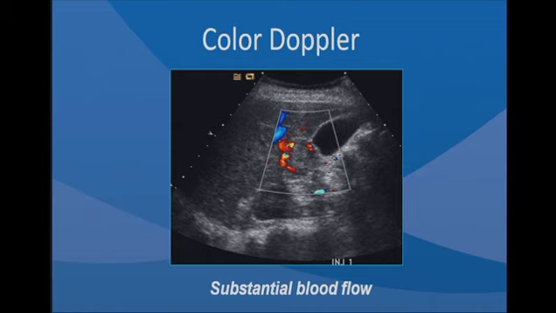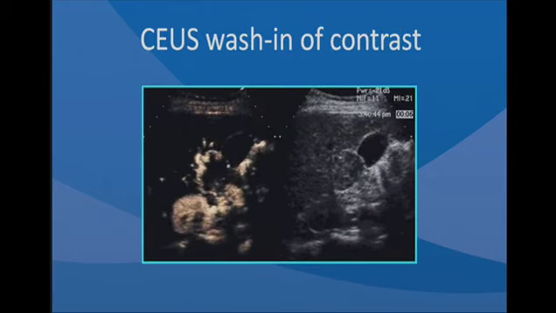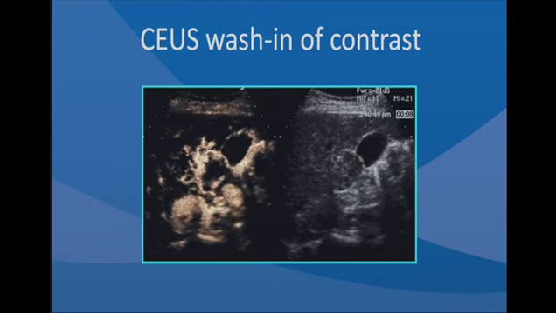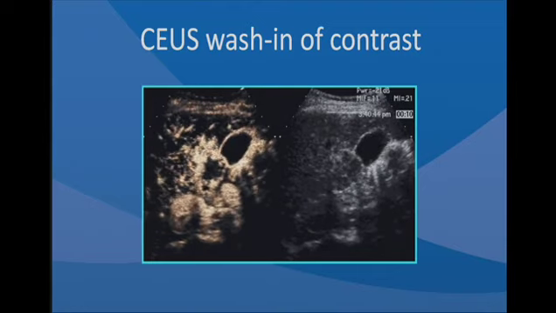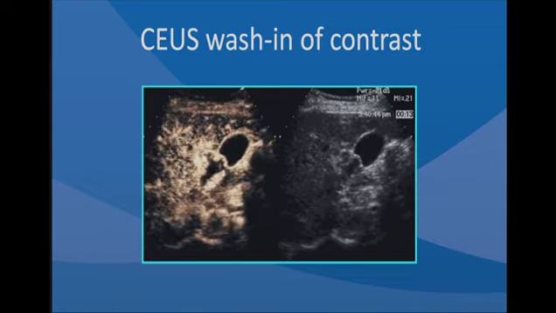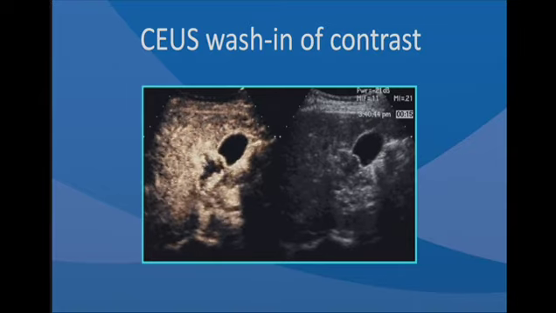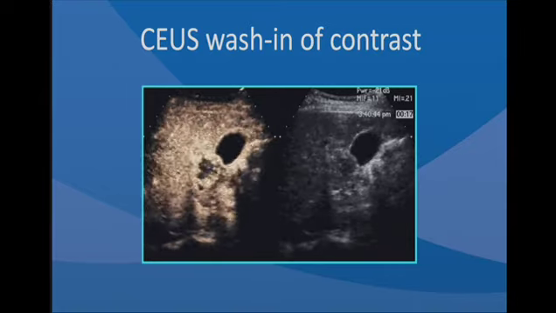When we add color Doppler, we can see substantial blood flow, which might make us suspicious, but again, it doesn't tell us the answer. However, when we inject contrast on CEUS, we can see a quite different pattern that we've seen with the other tumors. And so here we look at this clip for some time at 15, 16 seconds.